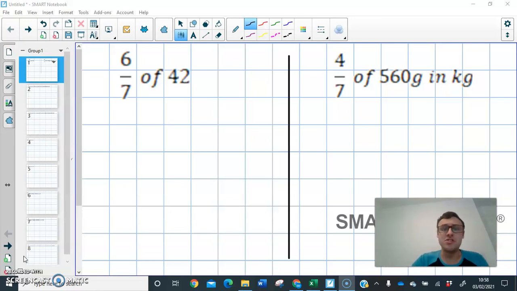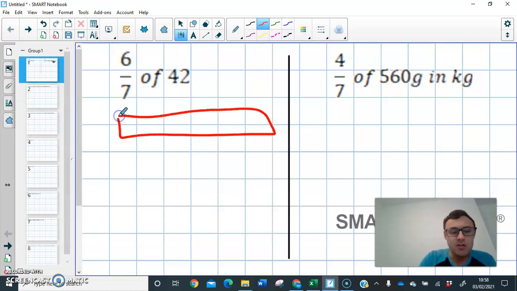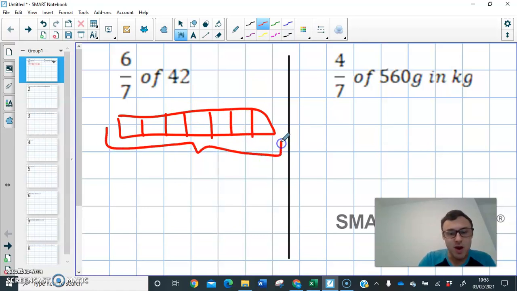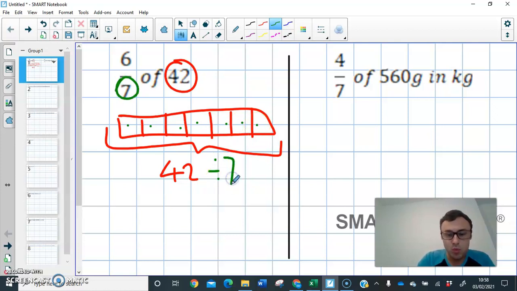So, just as a quick warm-up then, some of you have got questions similar to this again. I'm going to draw a bar and split it into 7 groups. 1, 2, 3, 4, 5, 6, 7. In this question, that is representing the number 42. Now, I need to work out what each of these are individually by dividing by 7, which is 6. So each of these are worth 6.